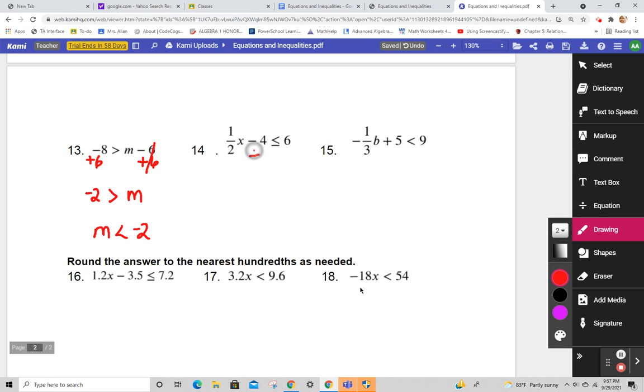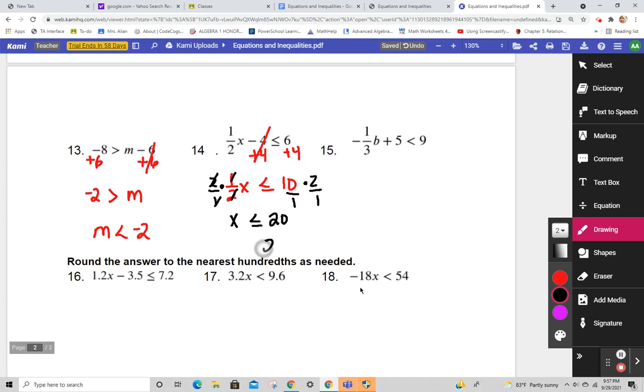Number 14. So we're going to add 4 to both sides. We'll have 1/2 x is less than or equal to 6 plus 4 is 10. To solve for x, we're going to have to multiply both sides by the reciprocal, 2 over 1. The 1's will cancel. The 2's will cancel. We'll have x is less than or equal to, if it helps, turn this into a fraction. 10 times 2 is 20, and 1 times 1 is 1. So 20 over 1 is the same thing as 20. So the answer is x is less than or equal to 20.